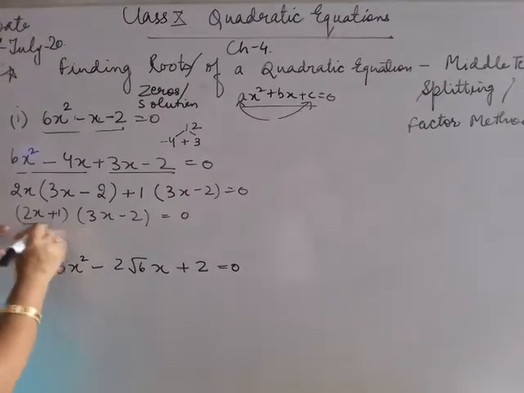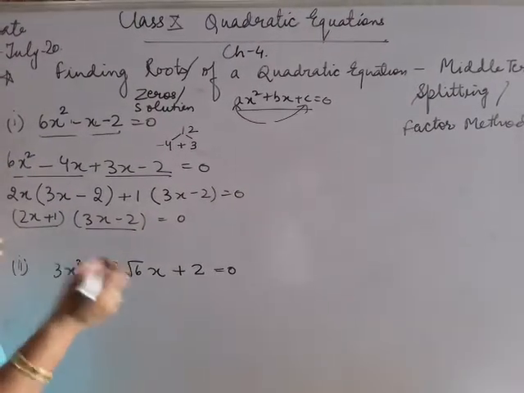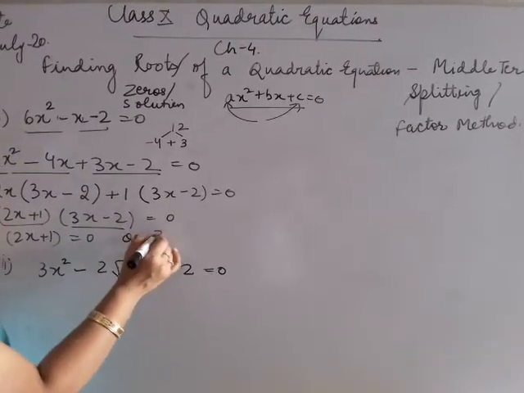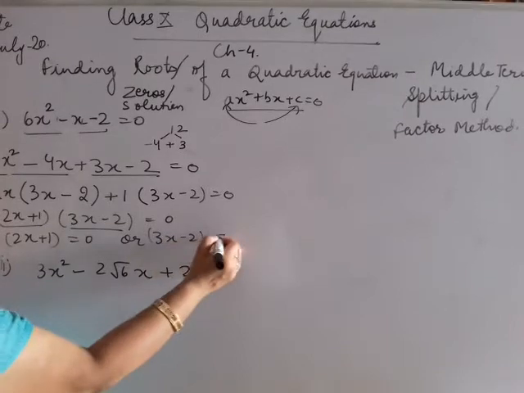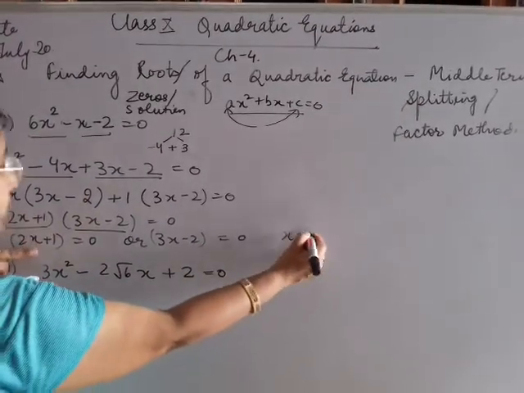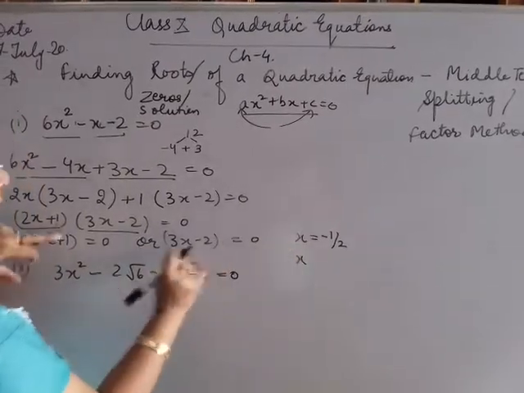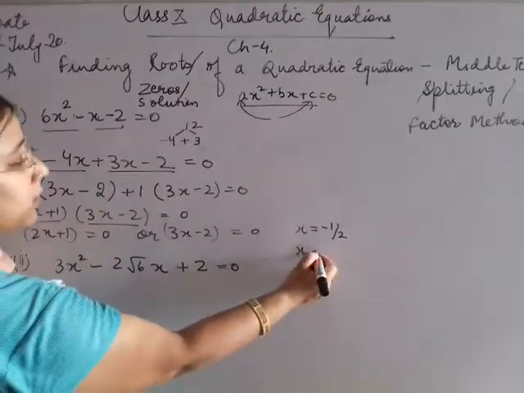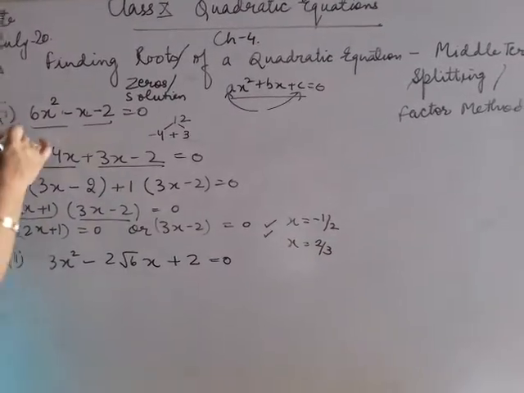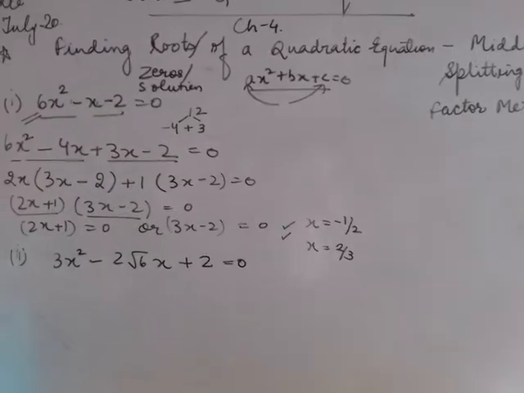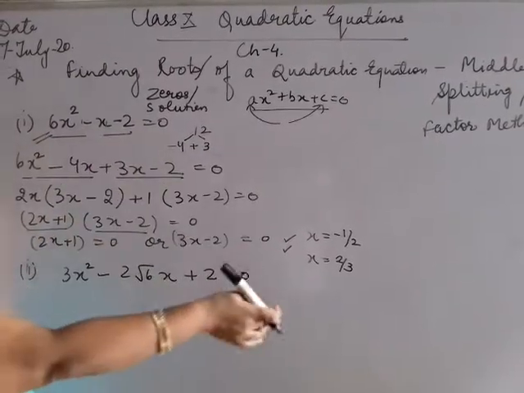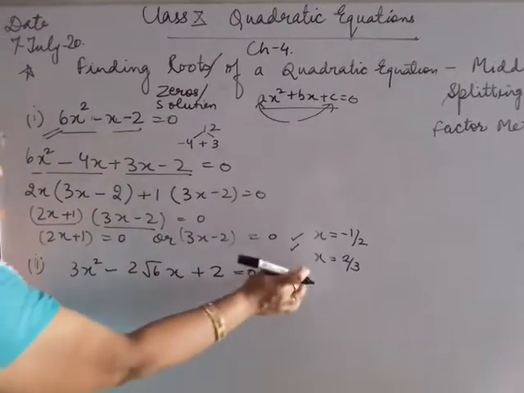Equating these two factors to 0, we have 2x plus 1 is equal to 0 or 3x minus 2 is equal to 0. Solving the first, we will have the value of x as minus 1 by 2, and solving the second, we will have x equals 2 by 3. So these two are the roots of the given quadratic equation. So in the end, we will write: thus this equation has the roots x equals minus 1 by 2 and x equals 2 by 3.